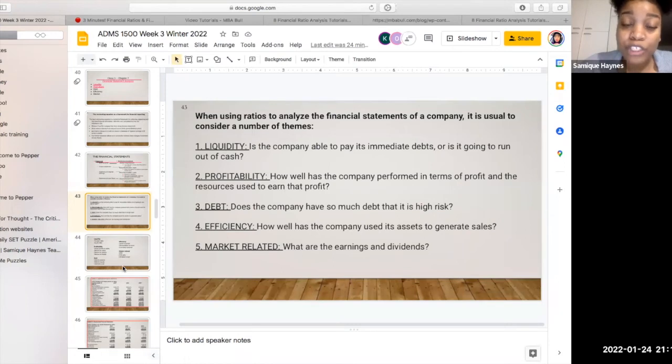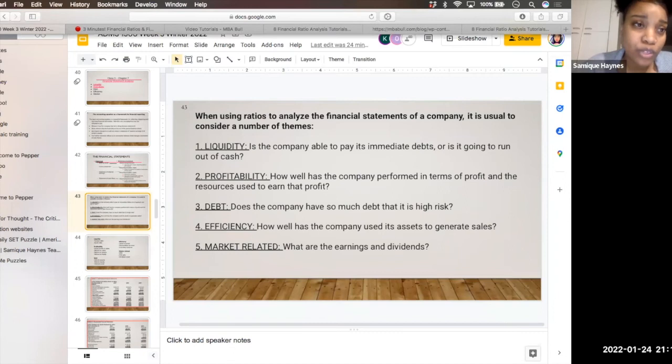Then we have ratios that have to do with debt. So debt ratios: does the company have too much debt? It's comparing the debt situation of the company. There is an equation called debt to equity ratio in there as well that you will see. Then there's efficiency. How well is the company using its assets in order to generate sales or revenues? And then there are market-related ratios, okay? What are the earnings of the company and the dividends, right?